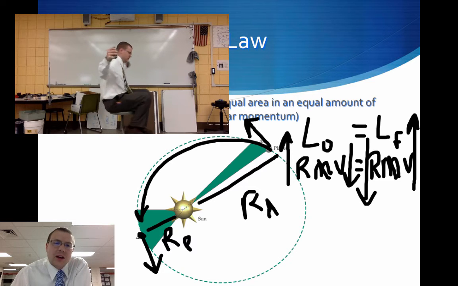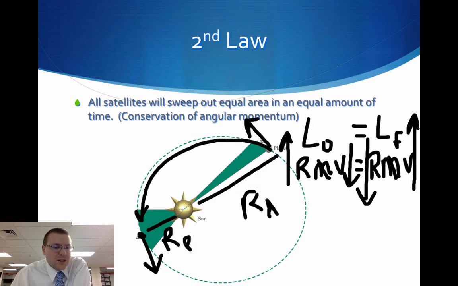So that was what Kepler means by equal area and equal times. Planets speed up when they're close to the sun and they go slower when they're far away from the sun.